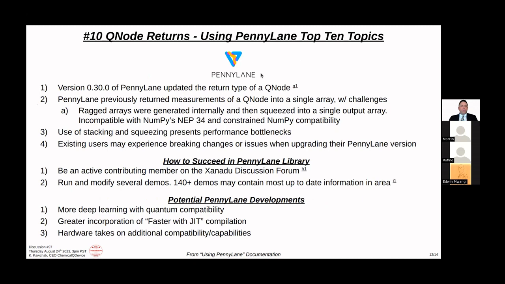And then this last one with QNode returns is basically, when they update their software, the previous versions had, previous to 0.30, is this NumPy, NEP34, and constrained NumPy compatibility. So anyways, before 0.3.0, you may encounter this where you experience breaking changes or issues when upgrading to the new PennyLane version.